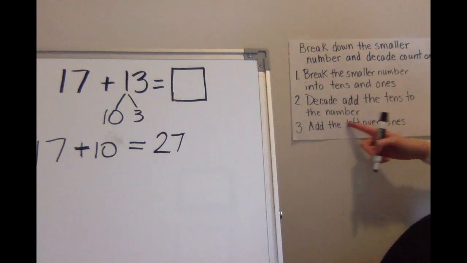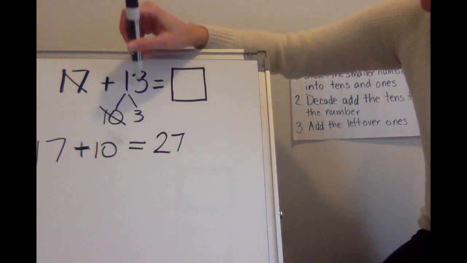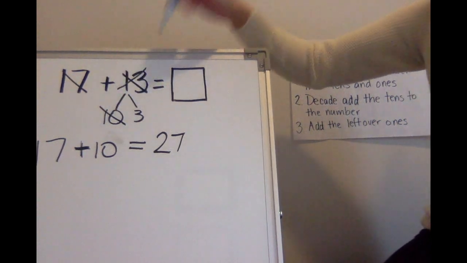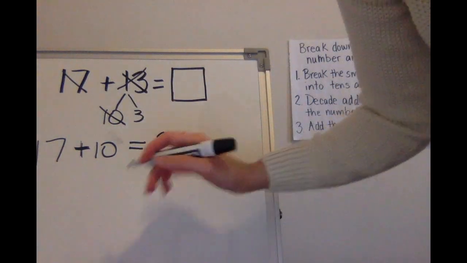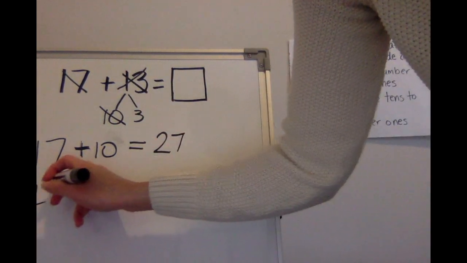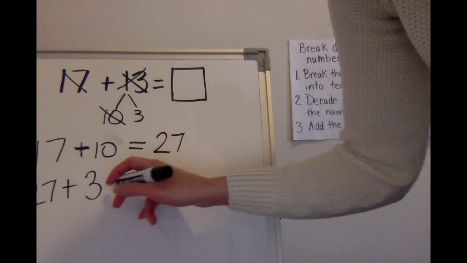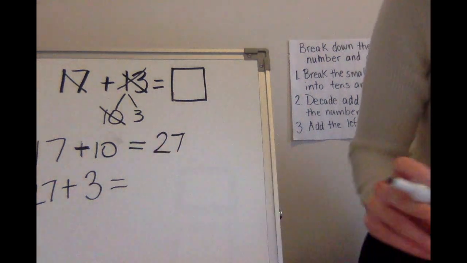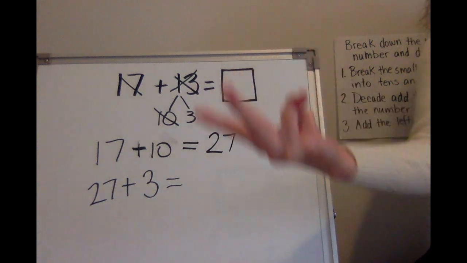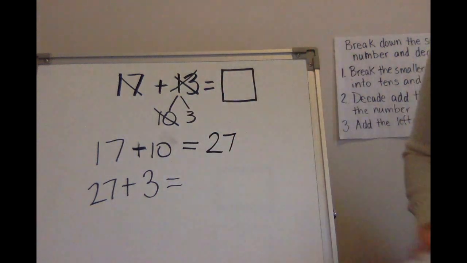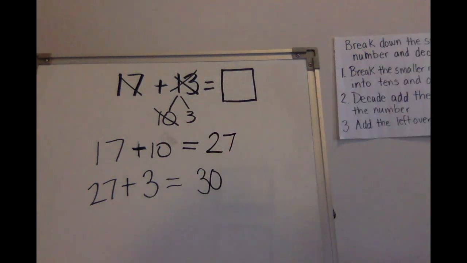So next, I need to add the leftover ones. Well, I used the 17 and I used the 10. I already broke down the 13. So now the only number that's left is 3. So I rewrite my 27. So now I have to do 27 plus 3 equals 27, 28, 29, 30. 27 plus 3 is 30.